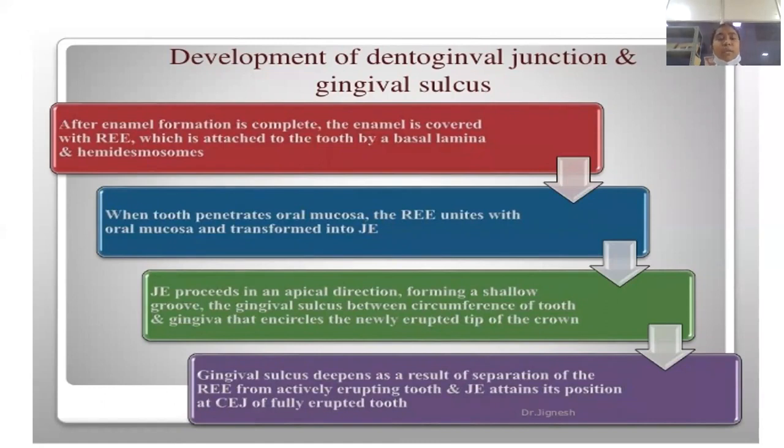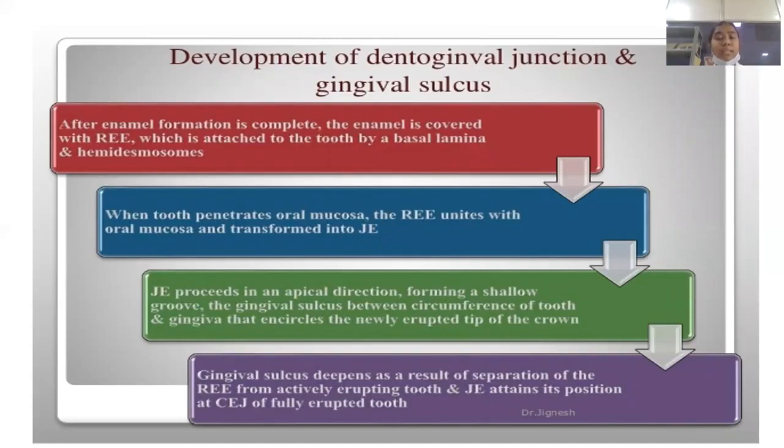How does it develop? First of all, after enamel formation is completed, enamel is covered with reduced enamel epithelium, which is attached to the tooth by the basal lamina and hemidesmosomes. Then, when the tooth penetrates into the oral mucosa, the reduced enamel epithelium unites with the oral mucosa and is transformed into junctional epithelium. Then junctional epithelium proceeds in an apical direction, forming a shallow groove.